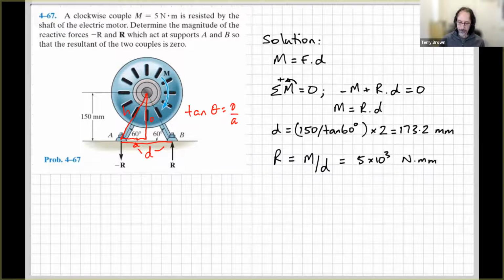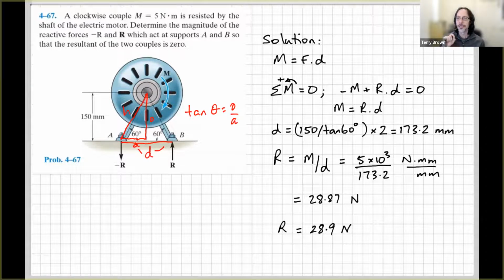On top, we've got our moment, which was given as 5 Newton meters. Convert that to Newton millimeters because we've got our distance up here in millimeters. So that'll be 5 by 10 to the 3 Newton millimeters, because there's 1,000 millimeters in a meter, divided by our distance that we calculated before, 173.2. That's in millimeters. So that'll give us an answer of 28.87 newtons. We can round that to 3 significant figures, 28.9 newtons.